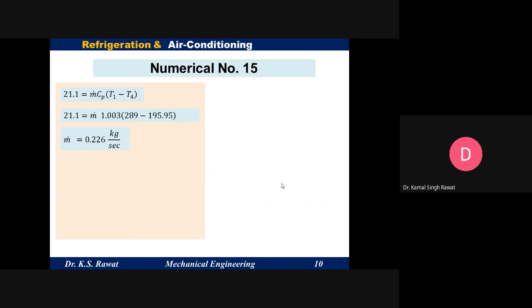Okay. Now, in the numerical, in the question, he is asking to calculate the mass flow rate in kg per minute. So can you convert it into kg per minute? Sir, 13.536 kg per minute. Okay, so we will multiply by 60 and we will get this value in kg per minute. So this is our first answer.